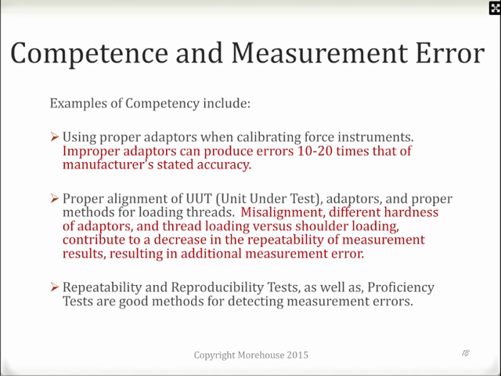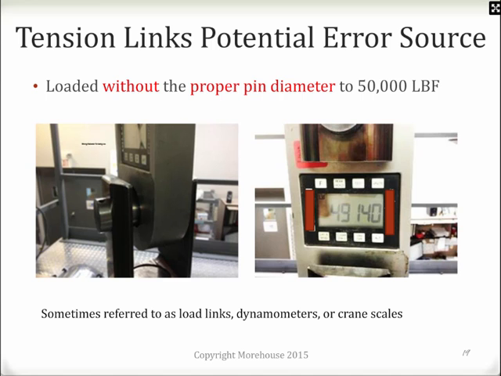Misalignment, different hardness of top adapters specifically, and thread loading versus shoulder loading contribute to a decrease in the repeatability of measurement results, resulting in additional measurement error. So, repeatability and reproducibility tests, as well as proficiency tests, which we talked about in the last slide, are good methods for detecting measurement errors.